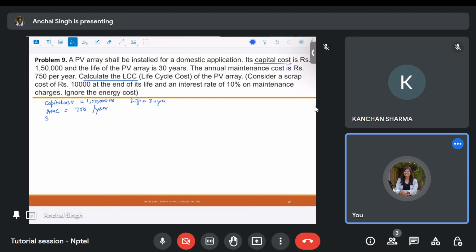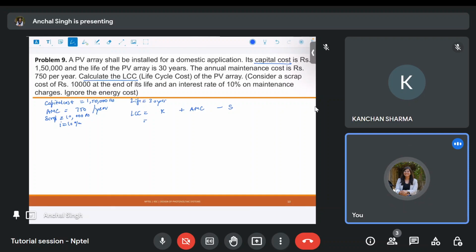Consider a scrap cost of 10,000 rupees at the end of its life and an interest rate of 10% on maintenance charges. And they have asked us to ignore the energy cost. So we have to calculate the life cycle cost, and we are given the capital cost, maintenance cost and scrap cost. So we know that life cycle cost is equal to capital cost plus annual maintenance cost minus scrap cost. So these are the only parameters that are given.